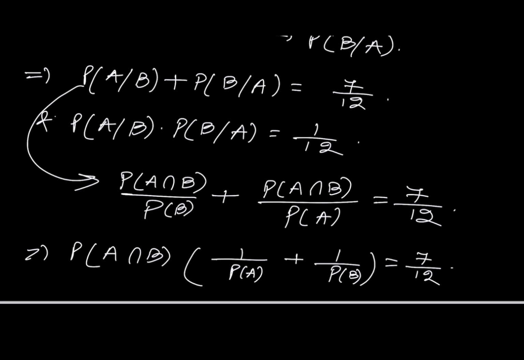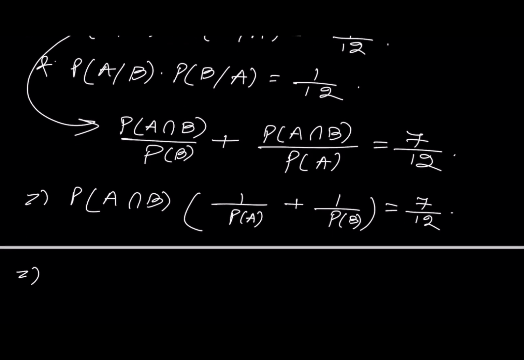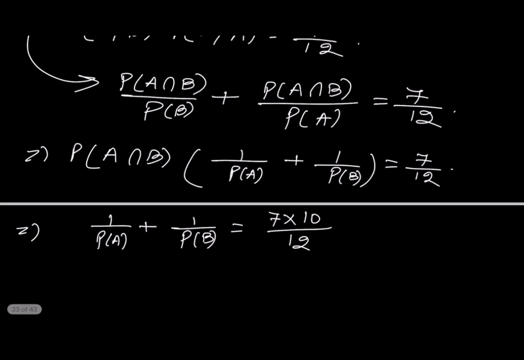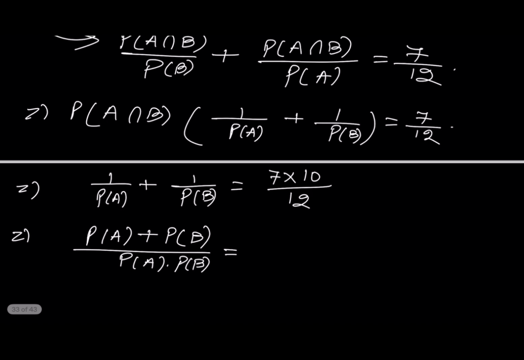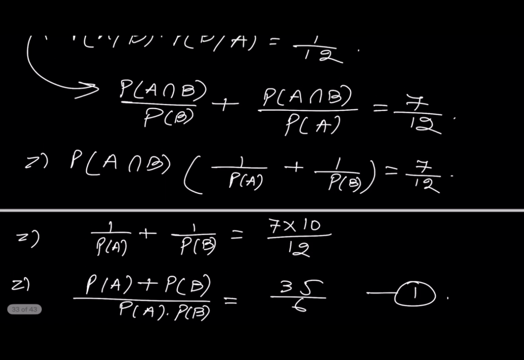Now as it is given that P of A intersection B is 1 by 10, so 1 by PA plus 1 by PB will become 7 into 10 by 12, or P of A plus P of B by PA into PB will become 35 by 6. Say this is equation 1.